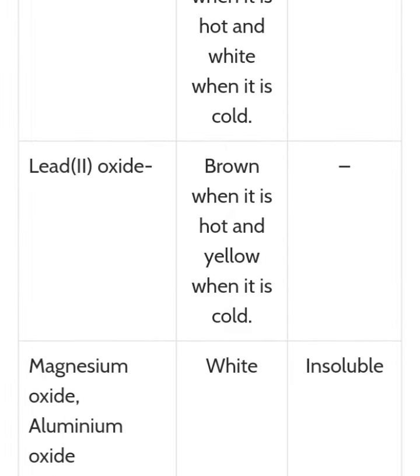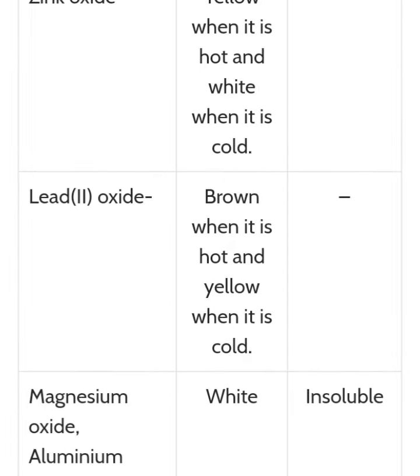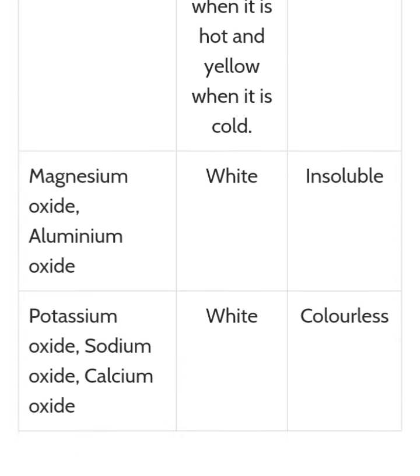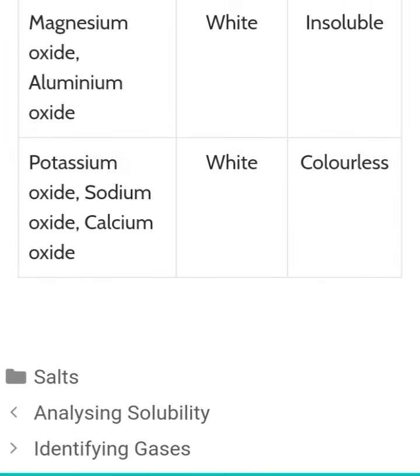Then we have zinc oxide. The oxide of zinc is yellow when it is hot and white when it is cold. Remember we have identified that before. Then we have lead 2 oxide, brown when it is hot, yellow when it is cold. We have magnesium oxide, which is white. Aluminium oxide is still white, and potassium oxide, sodium oxide, calcium oxide are still white.